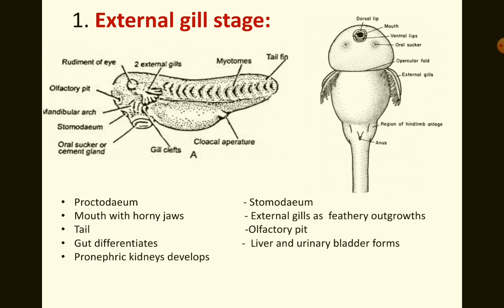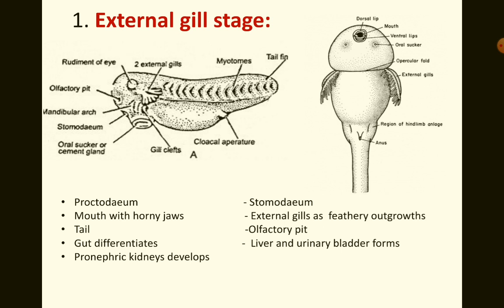The tail bud elongates and forms a full-fledged tail. The skin along its dorsal and ventral sides forms a tail fin, and this tail performs as a powerful swimming organ. Olfactory pit becomes more prominent and eyes become fully developed.